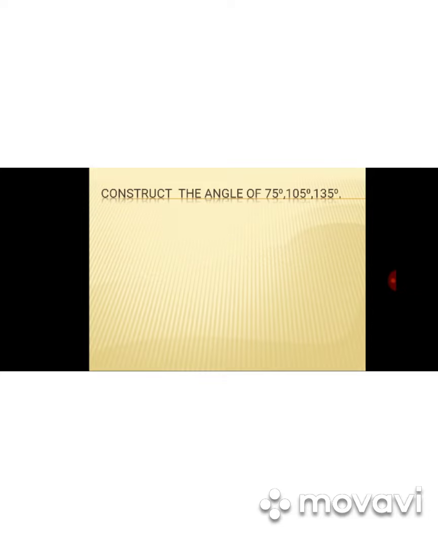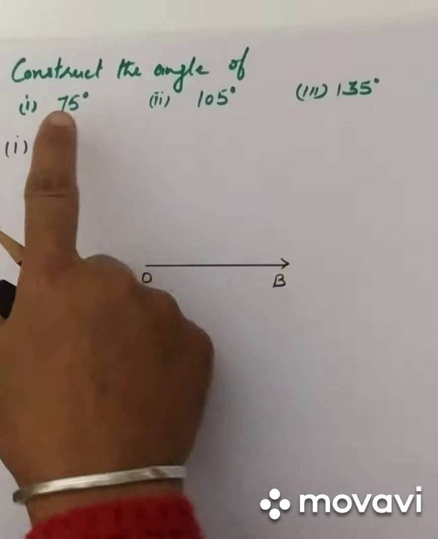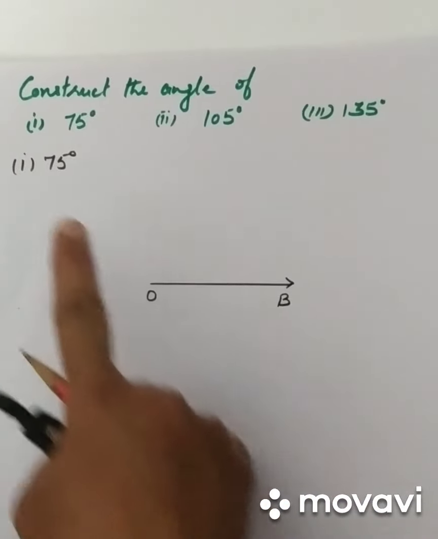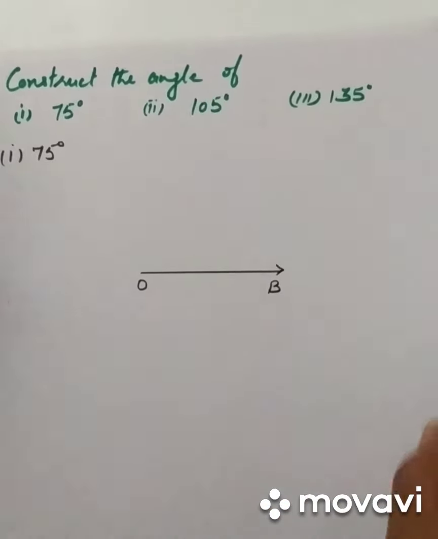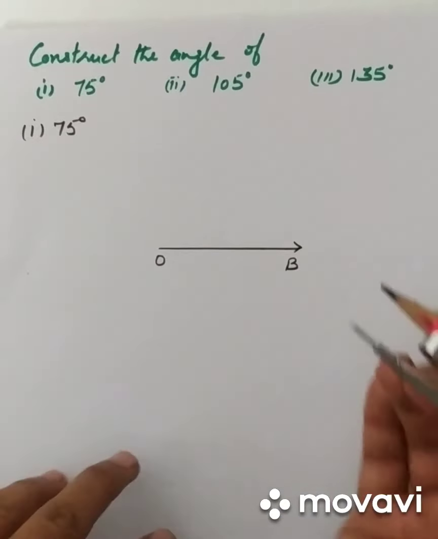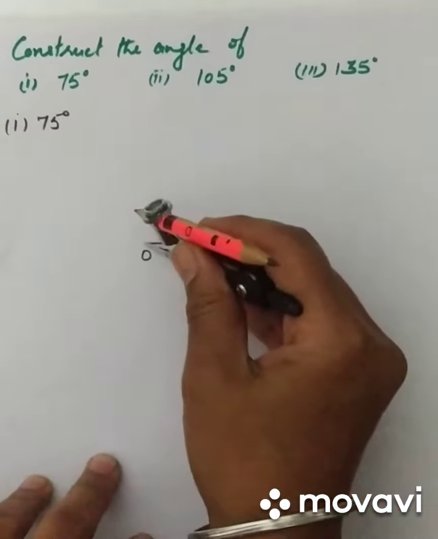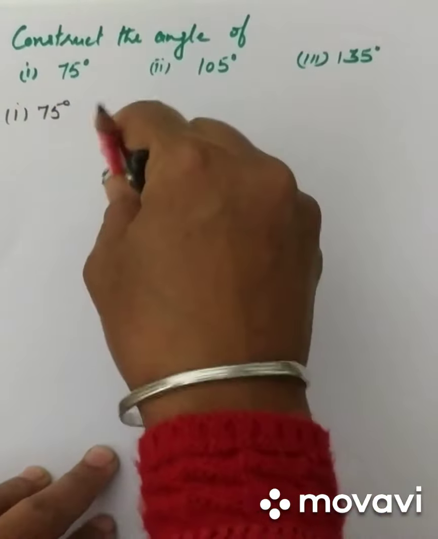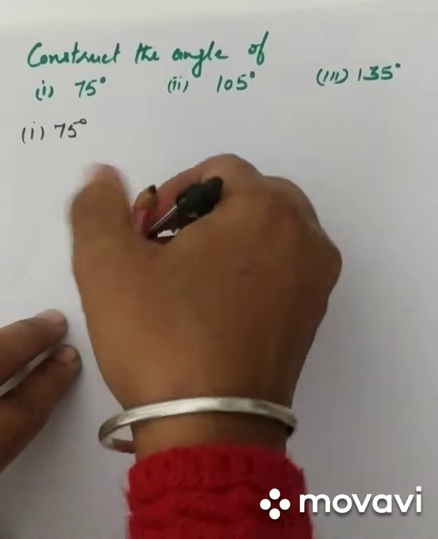Now we are going to construct the angles of 75, 105 and 135 degree. Now students, first of all 75 degree. For 75 degree, first of all again we have to construct the 90 degree angle, right? Now you know how to construct the 90 degree angle? With O as a center and a convenient radius, we have to draw a semicircular arc once again.